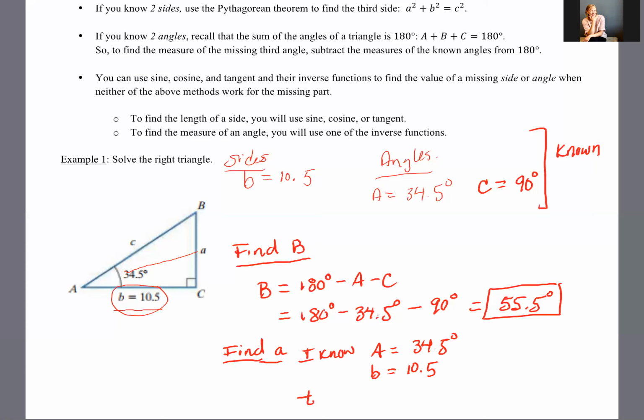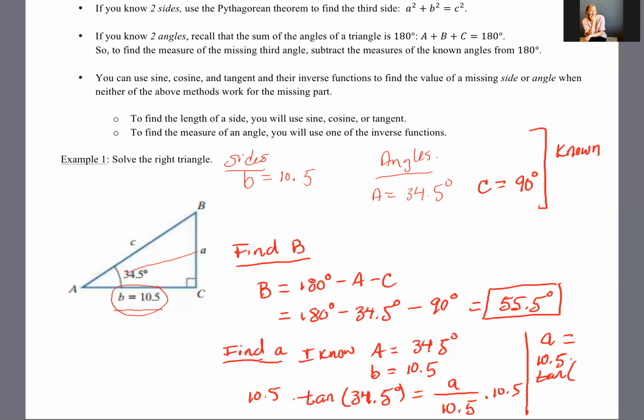So I know that the tangent of angle A, which is 34.5 degrees, is equal to side A, which I don't know the value of, divided by side B, which I do know the value of. It's 10.5. Now I have that set up. I'm going to multiply both sides by 10.5 to get A by itself.